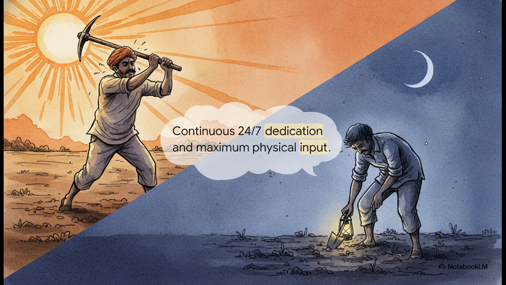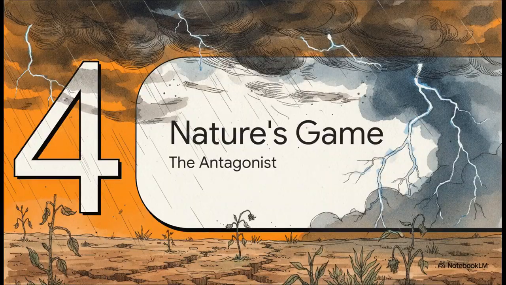I mean, you can't possibly work any harder than day and night, right? It's continuous 24/7 dedication. It's maximum physical input. The text makes it incredibly clear that if Ramu fails, it is absolutely 100% not due to a lack of human effort or willpower. He is holding up his end of the bargain with the earth to the absolute limit of human endurance.